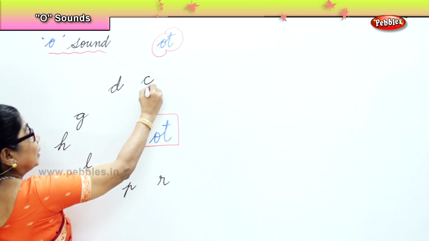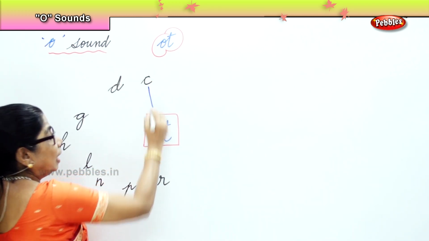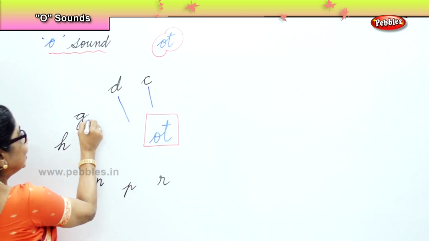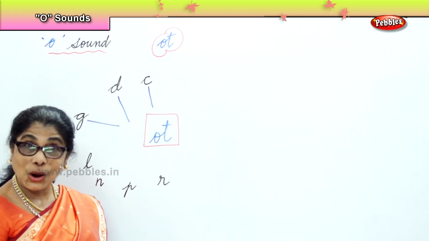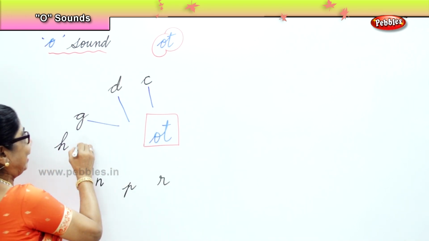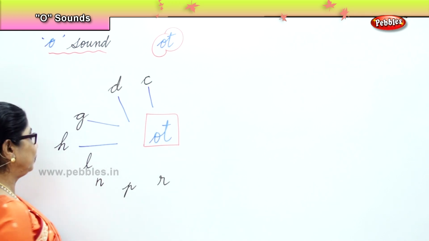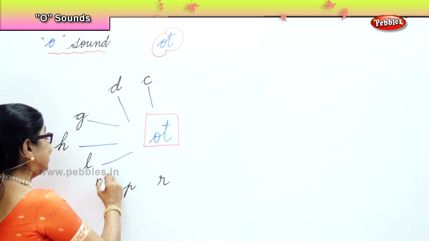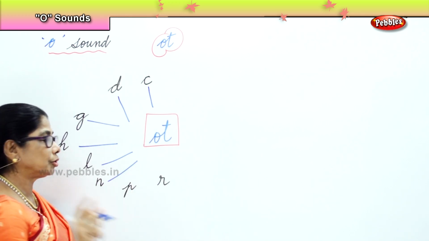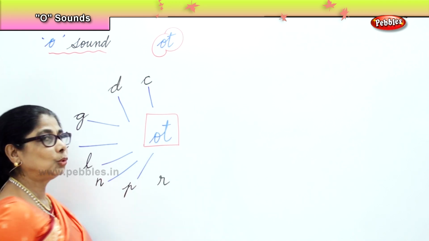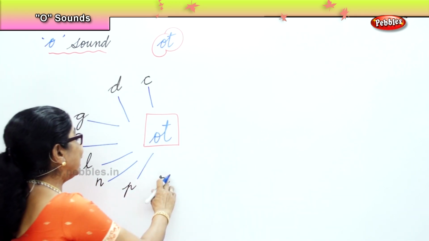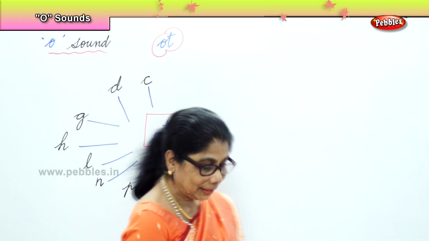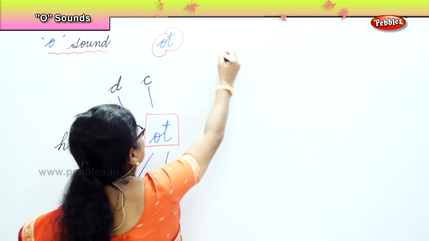Okay, so C O T, cot. D O T, dot. G and O T, got. Hot. L and OT, lot. N and OT, not. P and OT, pot. And R and OT, rot. Okay, so we have eight letters.